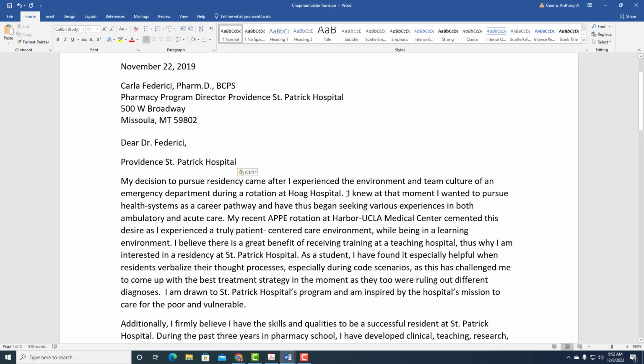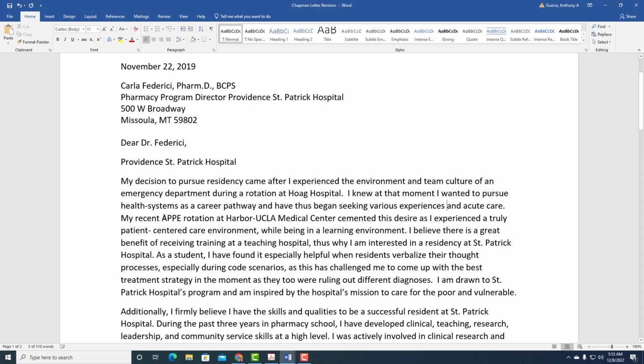Here is what you want to do: let's say "I began seeking experiences in," and let's get rid of the ambulatory because the rest of this letter tends to be acute care. We'll just put in acute care. So you want to stay focused. "My recent APPE rotation at Harbor-UCLA Medical Center cemented this desire as I experienced a patient care-centered environment while being in a learning environment."